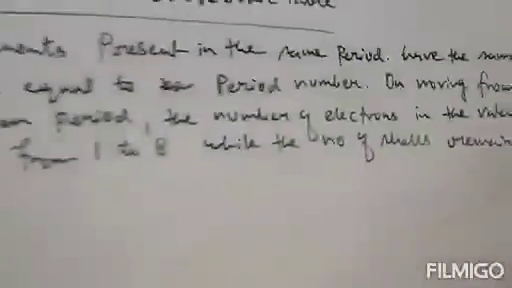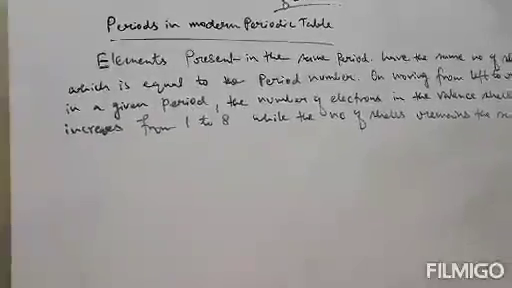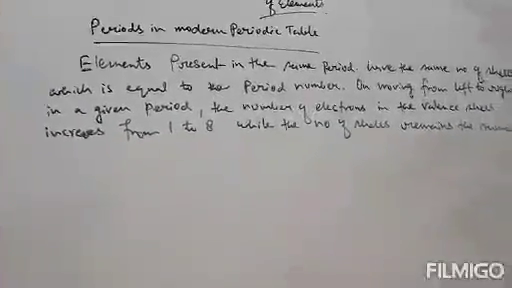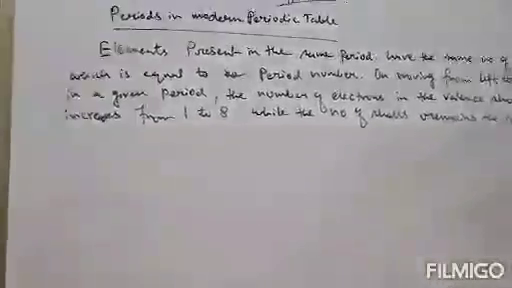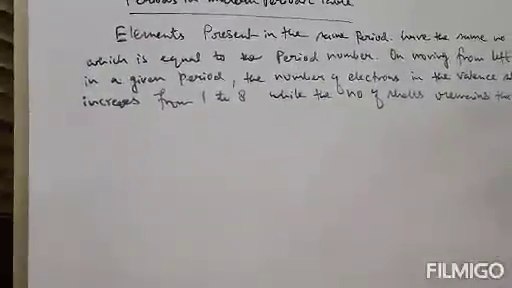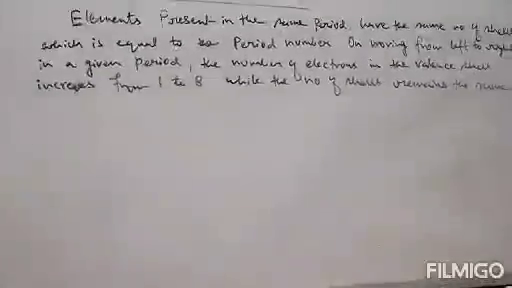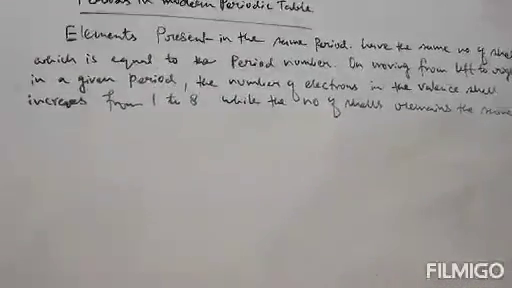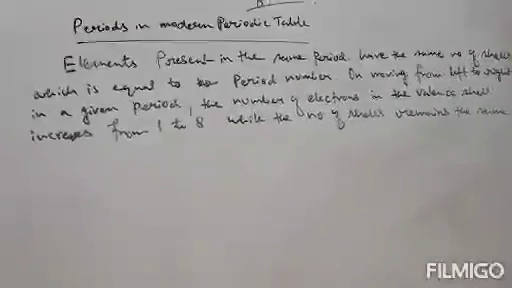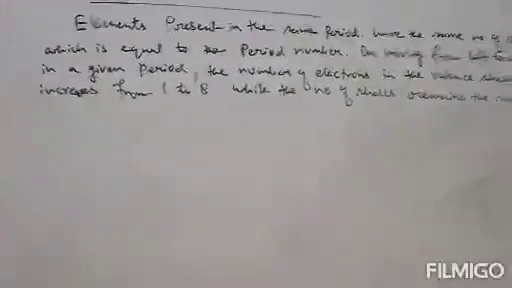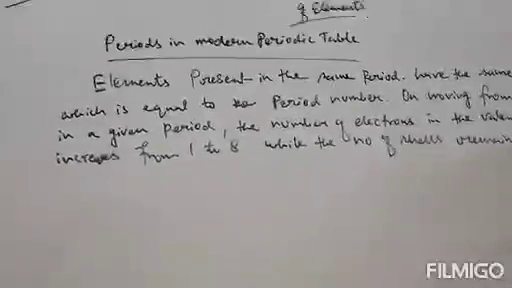So that is the information. Elements present in the same period have the same number of shells, which is equal to the period number. On moving from left to right in a given period, the number of electrons in the valence shell increases up to 8, while the number of shells remains the same. That means period-wise, moving left to right, the number of shells stays the same, but group-wise, moving from top to bottom, the number of shells increases. One after another, shells are added continuously.